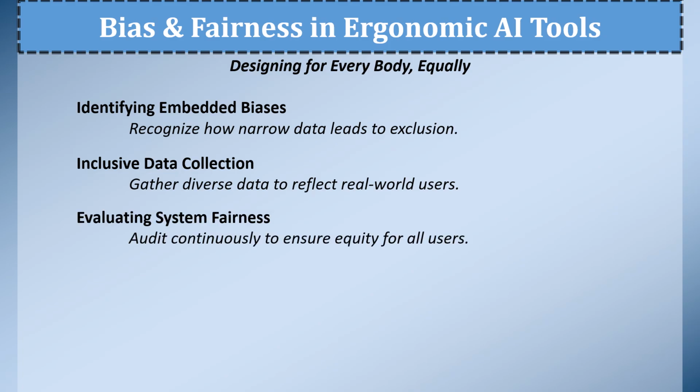Evaluating system fairness. Ergonomics tools must be regularly audited for bias. This includes checking if alerts or adjustments favor some users over others and whether all workers benefit equally from feedback or design recommendations. Fairness must be a continuous process, not a one-time check. Bias in AI is not just a technical flaw. It is a human problem with real consequences. Fair ergonomics tools must reflect the diversity of real users in both design and data.